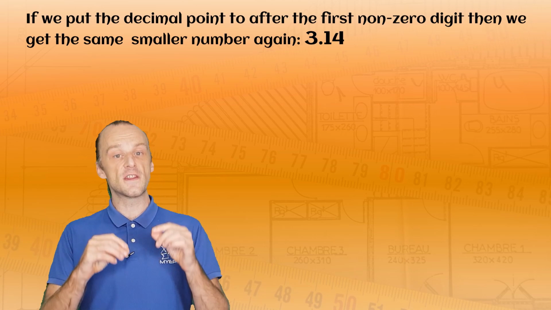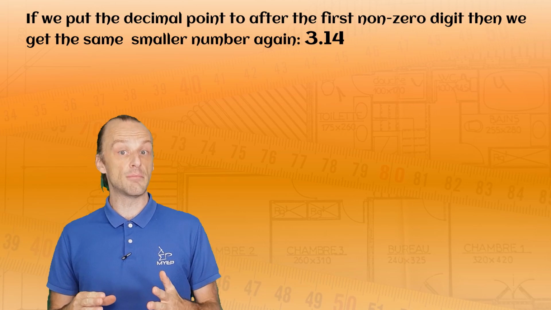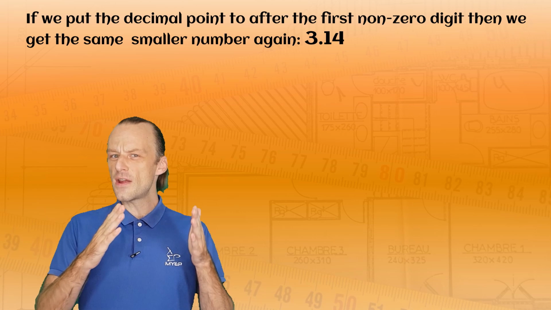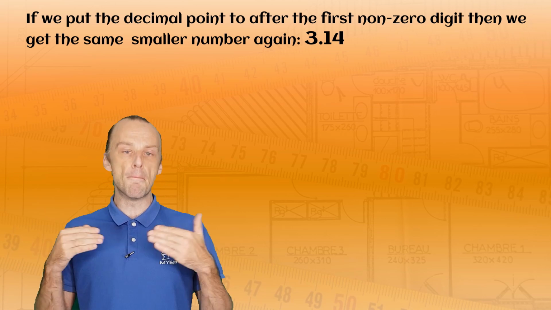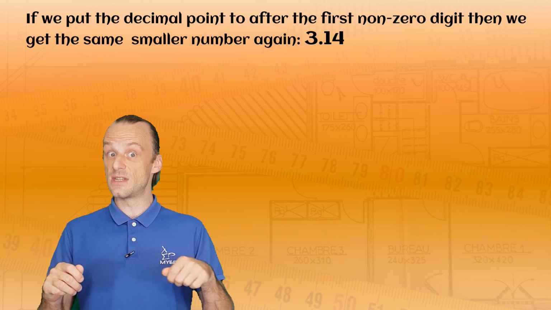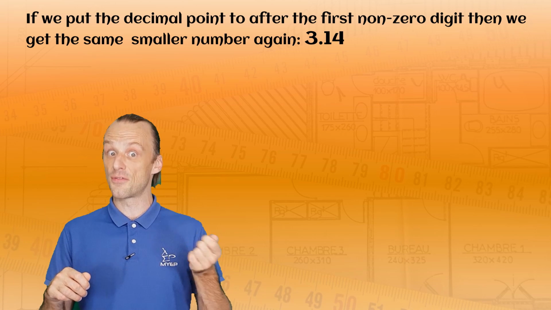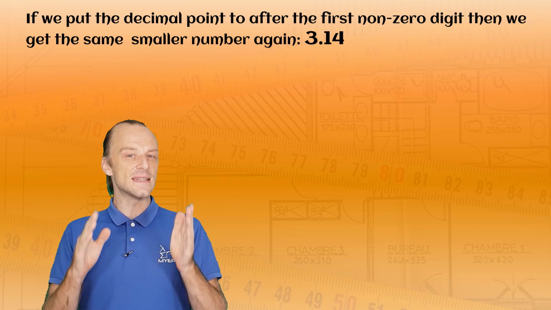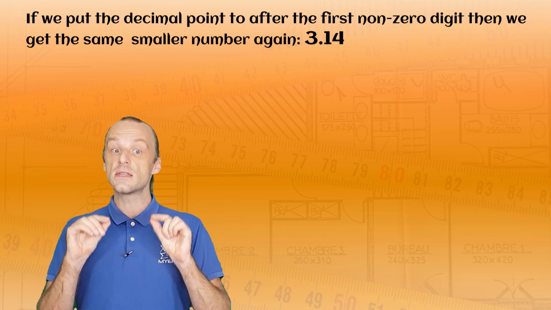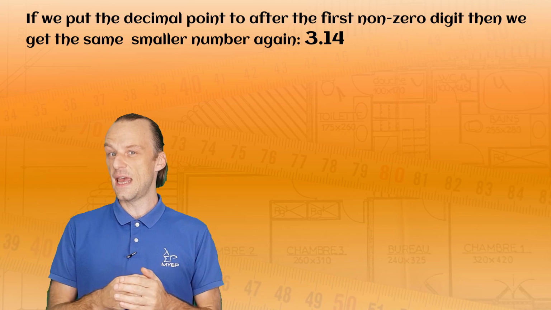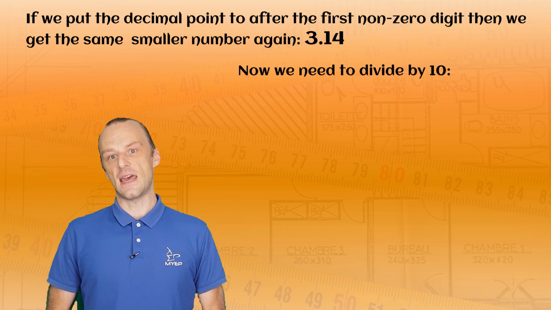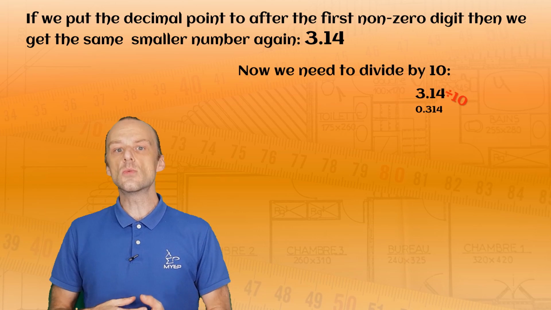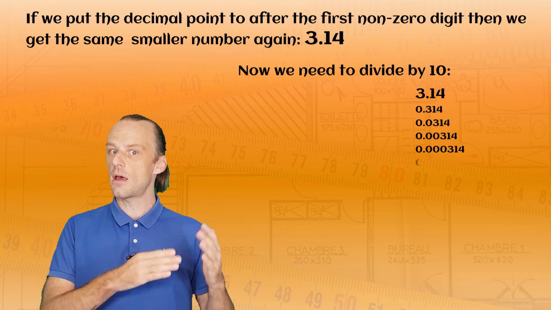We start off in the same way, put the decimal point after the first non-zero digit of the number, but this time we've turned our very, very tiny number into something much bigger. 3.14 is much bigger than 0.00000000314, but it still has exactly the same digits, so it is still connected by factors of 10. To get back to our small number now, we need to divide by 10, and we can see that once again we need to divide by 10 8 times.